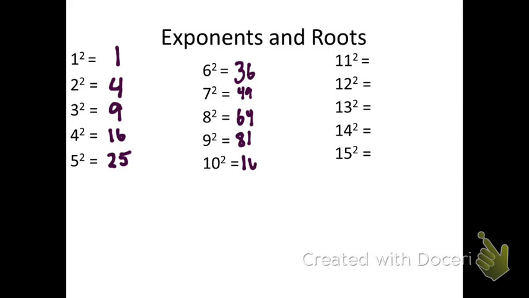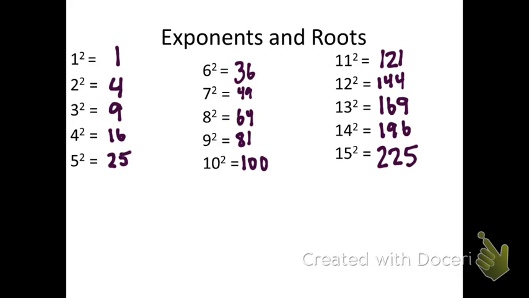is 100, 11 squared is 121, 12 squared is 144, 13 squared is 169, 14 squared is 196, and 15 squared is 225. Now, you could go up higher.